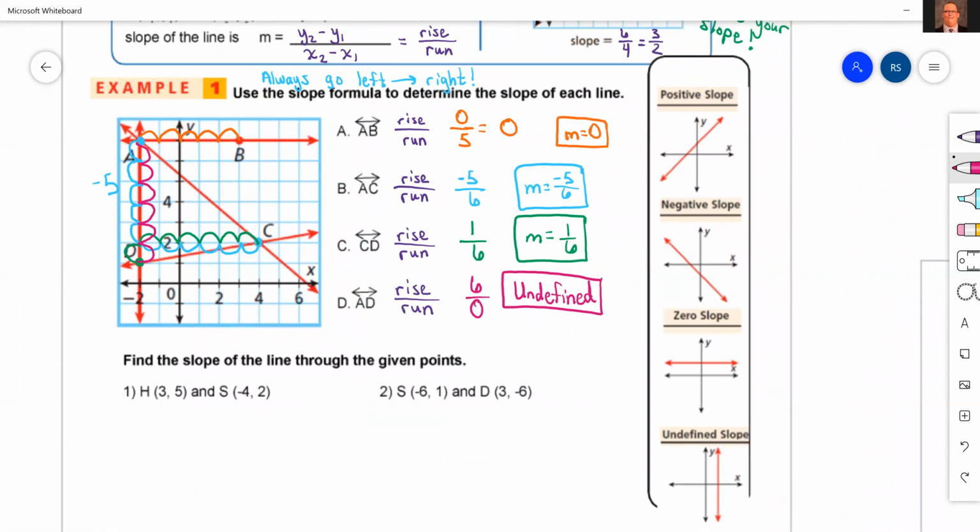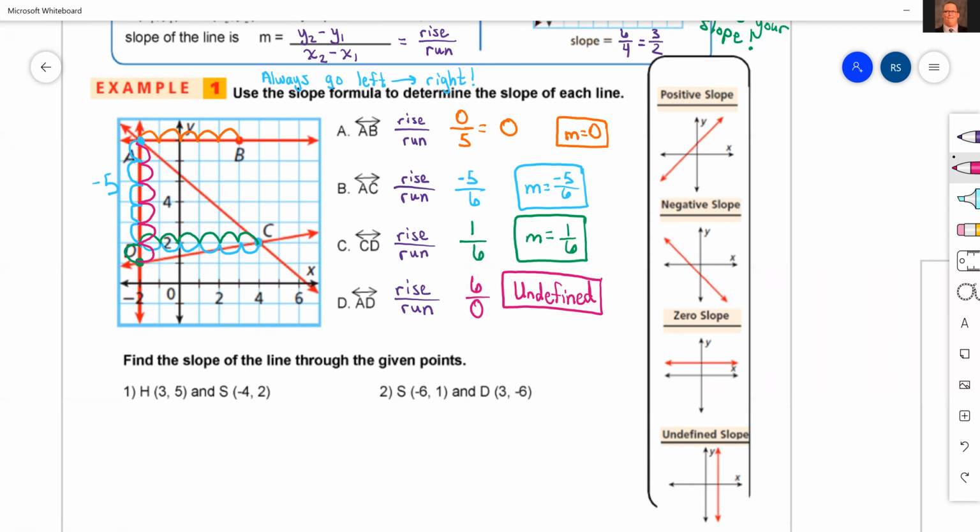Now, on this sidebar over here, notice that if you have any positive slope, like this 1/6 here, your line goes up from left to right. Negative slope, your line goes down from left to right. 0 slope is flat. Undefined is vertical.